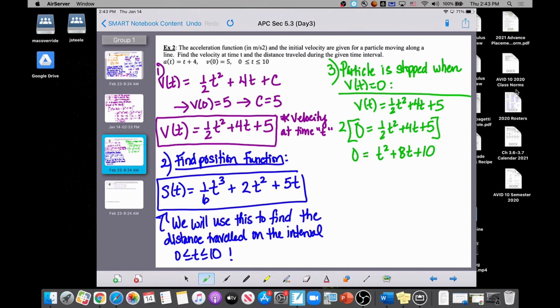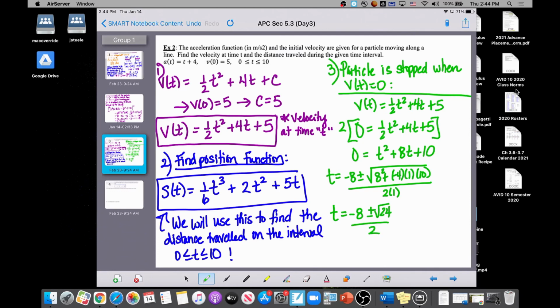And now you can easily see that if I tried to factor two numbers that multiply to make 10, but add to make 8, I'm not going to be able to find a pair. So I'm going to have to solve this by the quadratic formula. Okay, it's not factorable. So t is going to be equal to the opposite of 8 plus or minus the square root of 8 squared minus 4 times 1 times 10, all divided by 2 times 1. And then you grab your calculator and you do the work underneath the square root. 8 squared is 64. 64 minus 4 times 1 times 10 is 40. 64 minus 40 is 24. So I end up with t equals -8 plus or minus the square root of 24 divided by 2.